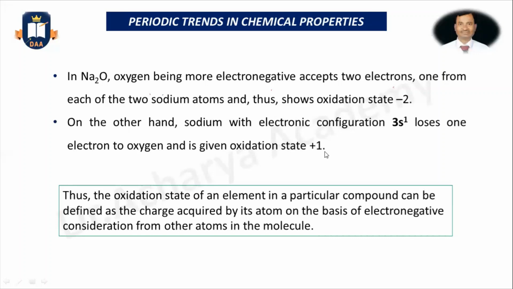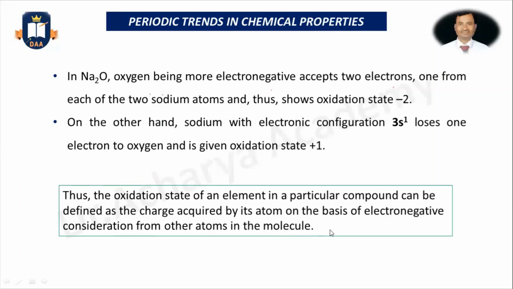So valence we represent here as the oxidation state with the proper sign, in respect of the electronegativity of different elements in a particular compound. Thus, the oxidation state of an element in a particular compound can be defined as the charge acquired by its atom on the basis of electronegative consideration from other atoms in the molecule.